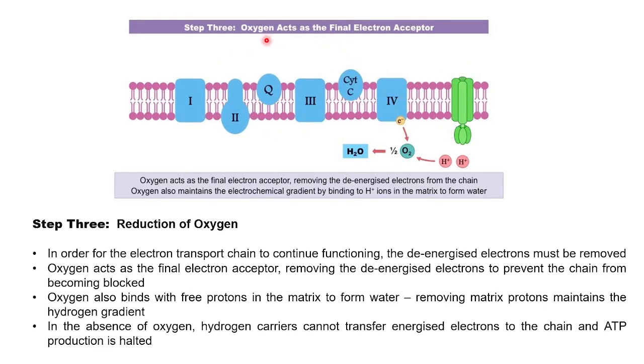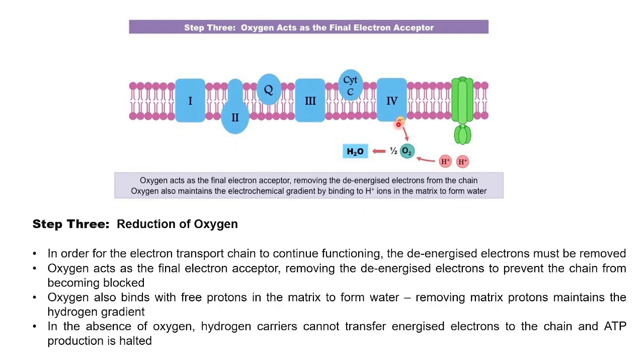In step 3, oxygen acts as a final electron acceptor. So in step 3, what happens? In order for the electron transport chain to continue functioning, the de-energized electrons must be removed. The electrons are moved through the electron transport chain, losing energy at every step. So in order to make this function further, the de-energized electrons that were here must be removed. And so oxygen is here. Oxygen acts as a final electron acceptor. It removes the de-energized electrons to prevent the chain from becoming blocked.